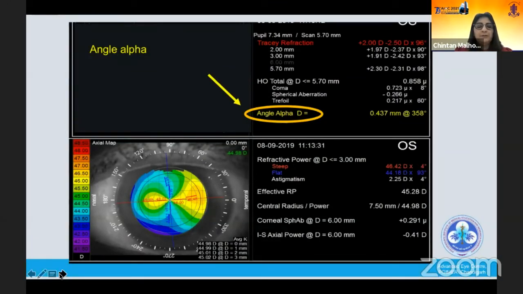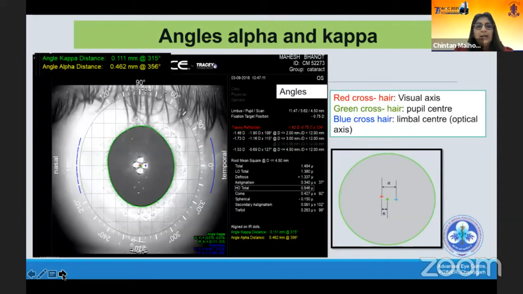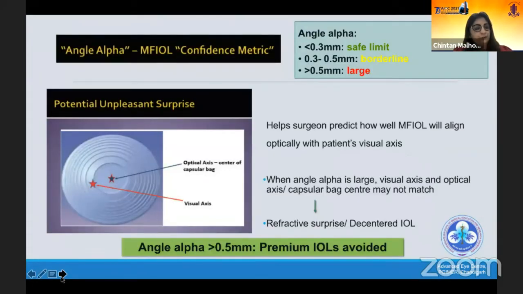Now, angle alpha is basically a metric of how well the IOL will center in the eye. There's another screen in addition to the Chang analysis where the angle alpha and kappa are demonstrated. The angle alpha is basically the angle between the visual axis and the center of the limbus or the geometric axis. And this is where the IOL will center. And this is what is important in IOL planning, because it's a metric of the confidence of putting in multifocal IOLs.